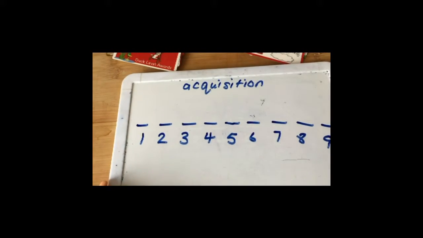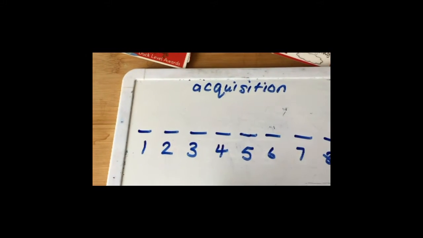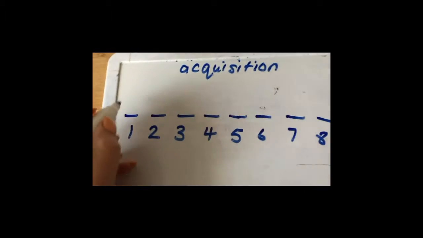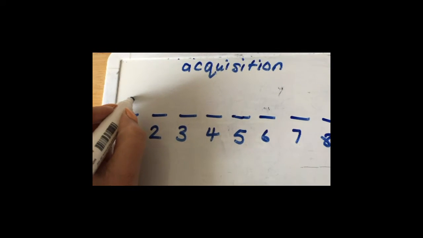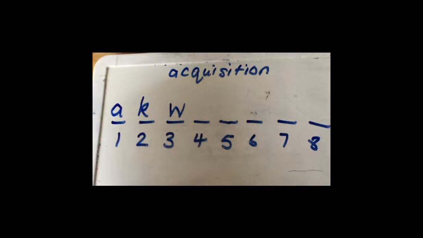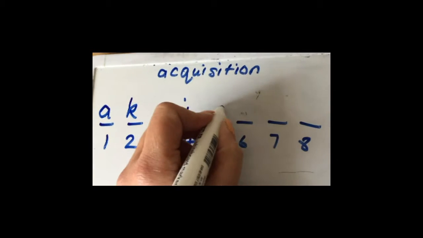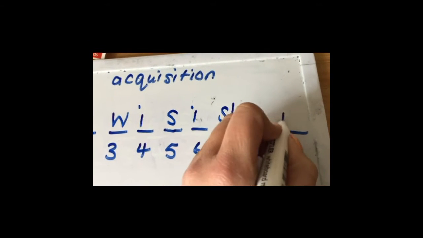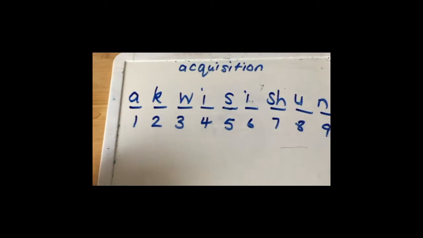Now, let's say that we didn't have the word turned over. Then what the students would do is they'd think, okay, I'm going to track it here. A, what's going to map here? A, let's say K, W, whatever. Acqui, Z, I, Sh, let's say acquisition. Let's say we did it like that.